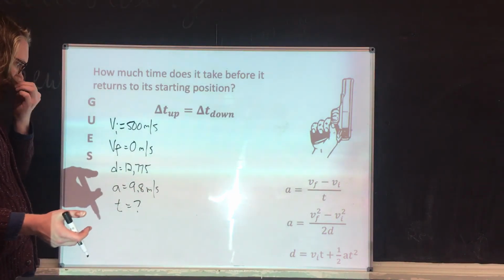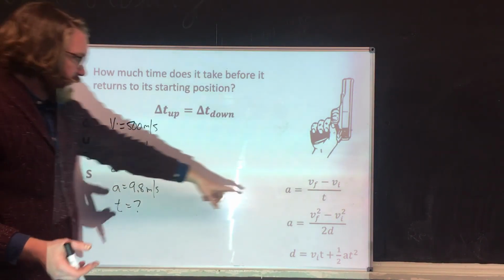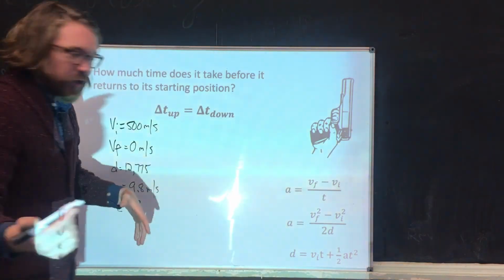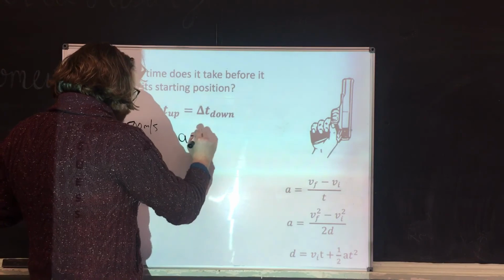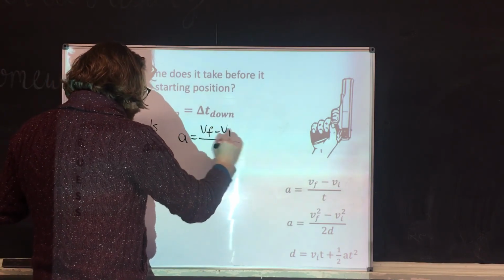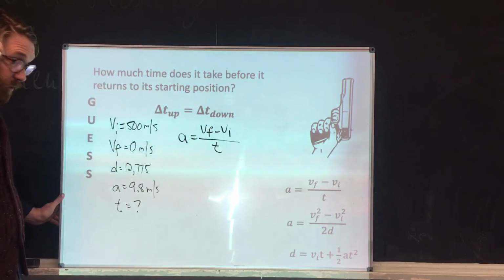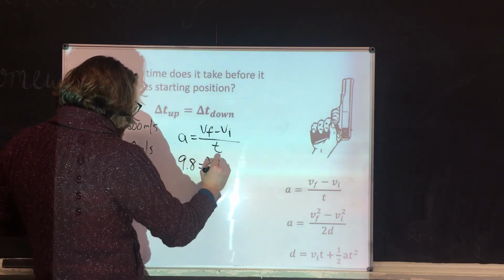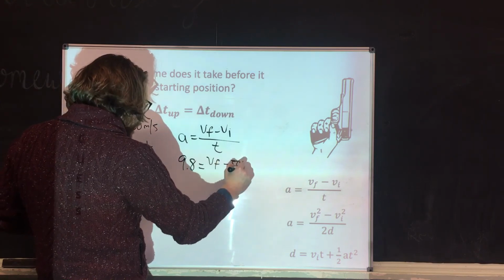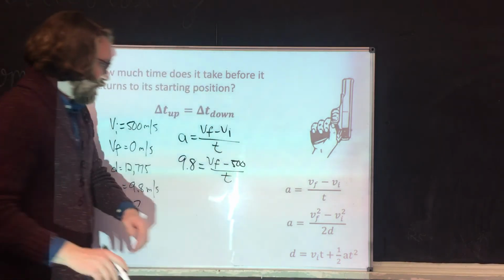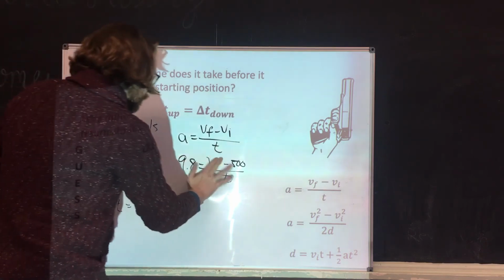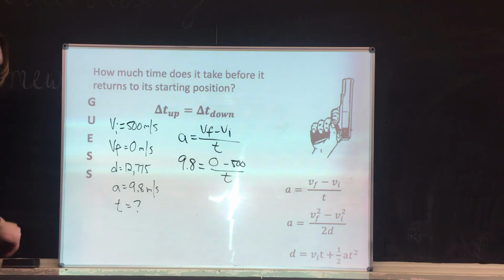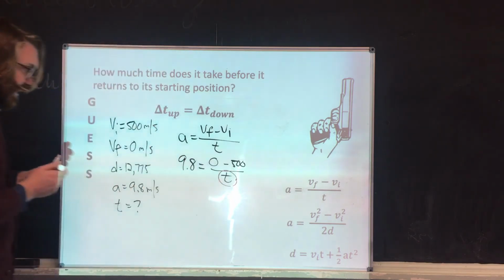Okay, so we're looking for time. Well, time, it's pretty easy, right? I know VF, I know VI, I know acceleration. Let's not make this harder than we need to. Acceleration equals VF minus VI divided by our time to go up. Plug our numbers in. 9.8 equals VF minus 500 divided by T. That's a 0. Okay.